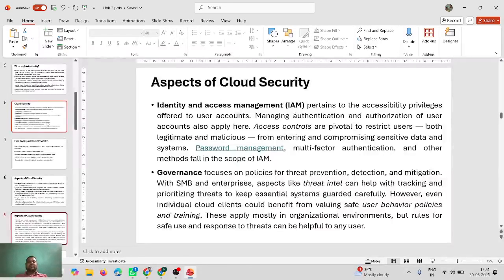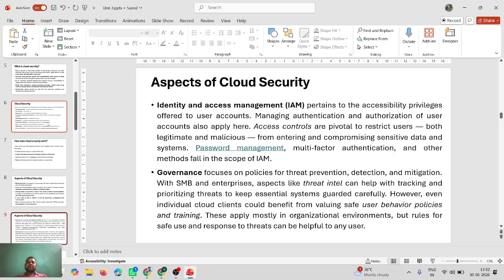The second important aspect is identity and access management. So identity access management checks whether the user is legitimate or not. How to identify whether the user is legitimate or not? Simply by using biometric identification, username and password identification, access control over the data, password management, multi-factor authentication, etc.